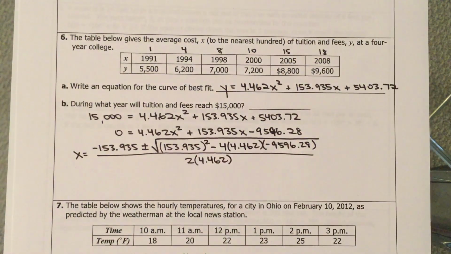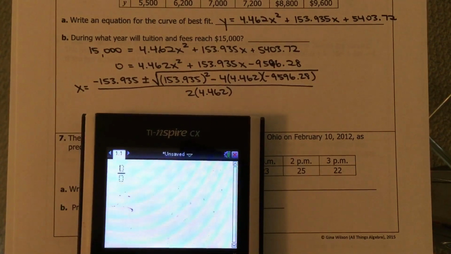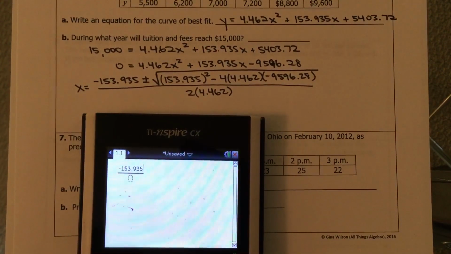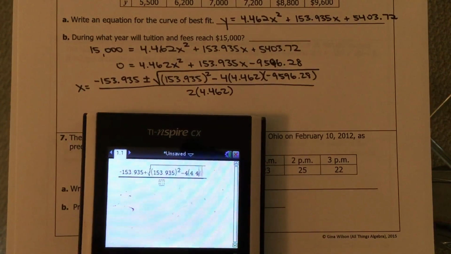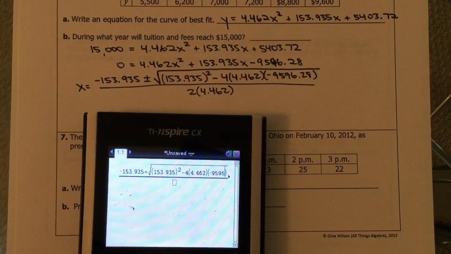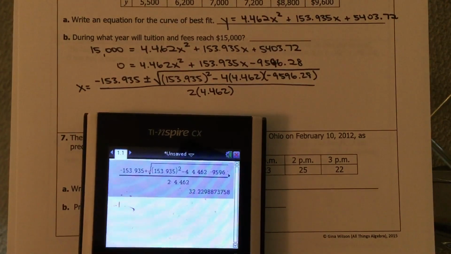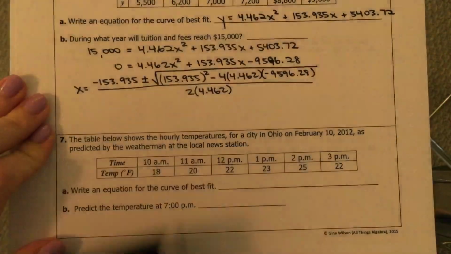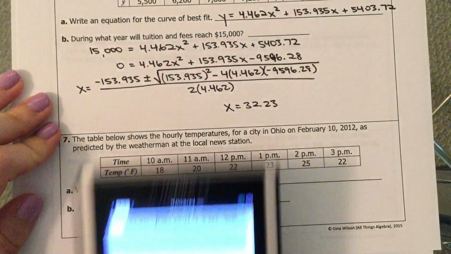Okay, and this is something you would 100% just use a calculator for. All right, so let's start to type this in. So you've got negative 153. Actually, let me set up a fraction. Negative 153.935 plus, so we'll start with the plus version. All right, so we do that, and we end up with 32.23. We'll go with that. So we end up with x equals 32.23, and then we'll do the subtraction version.